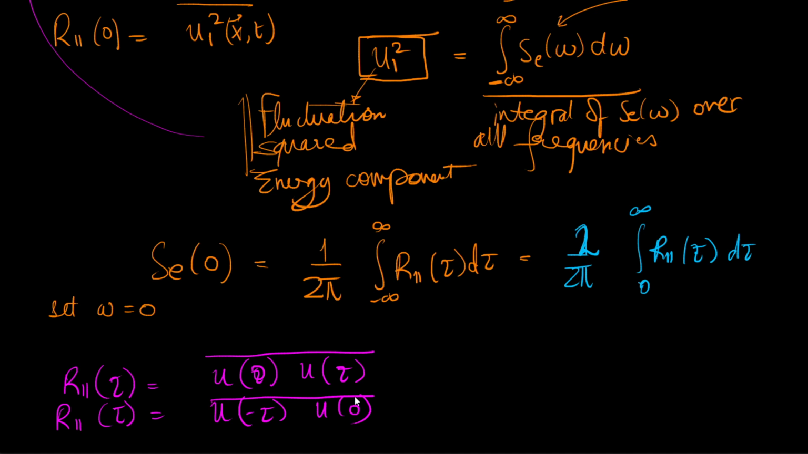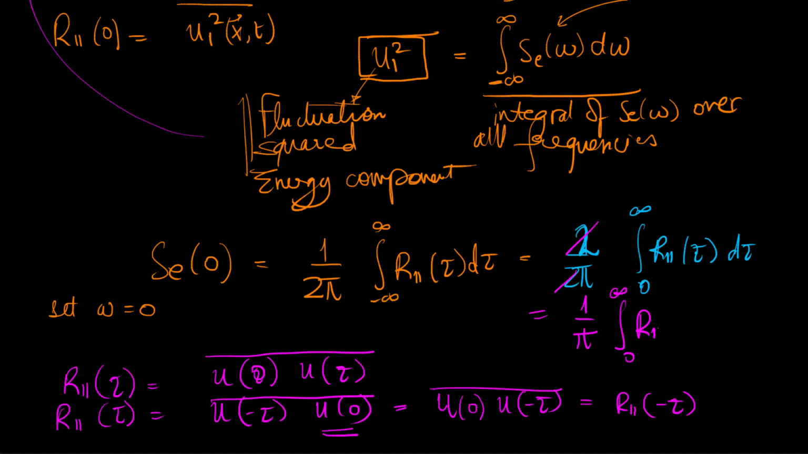I've just shifted the other waveform. I've kept this waveform at 0 and shifted the duplicate waveform to minus tau. And this is by definition also u of 0, u of minus tau. And hence R11 of tau is equal to R11 of minus tau. And that is why we can make this integral from 0 to infinity and take the 2 component over here. So this becomes 1 upon pi integral 0 to infinity R11 tau d tau.